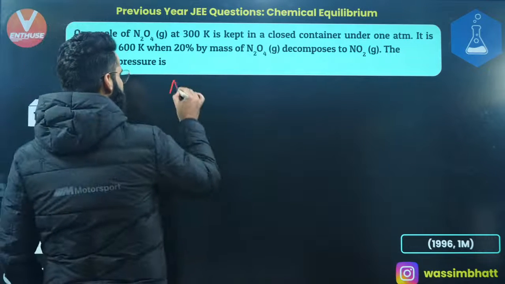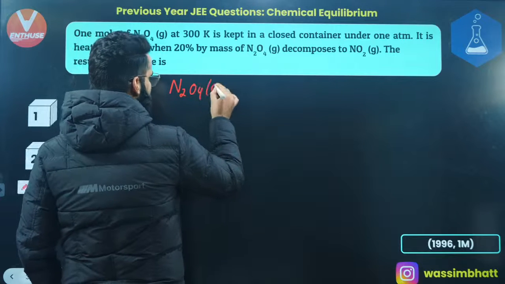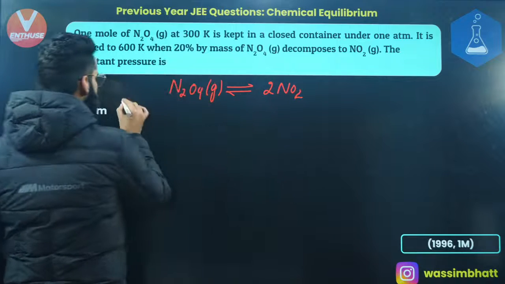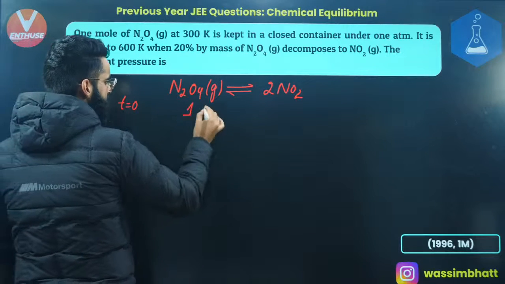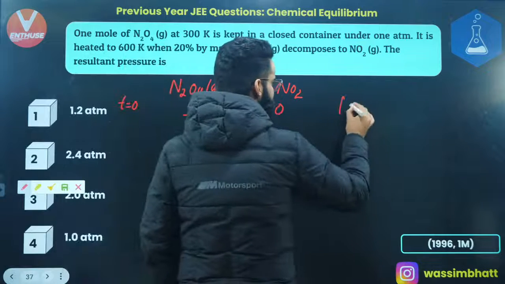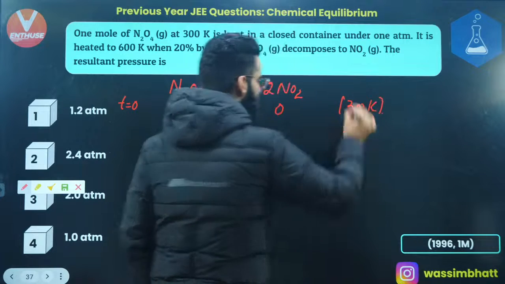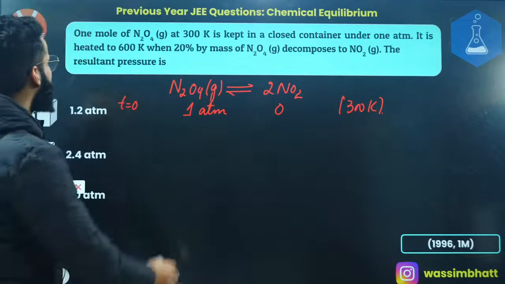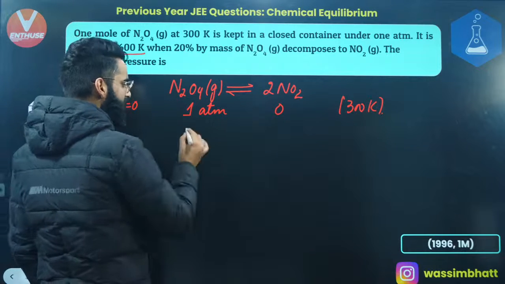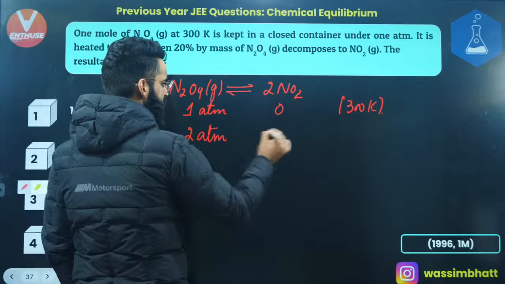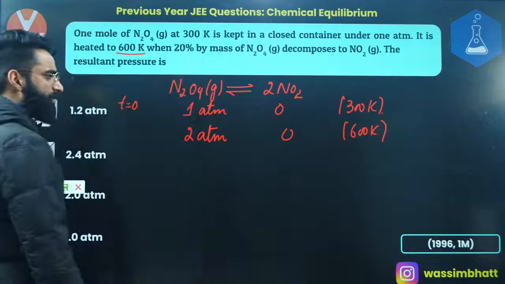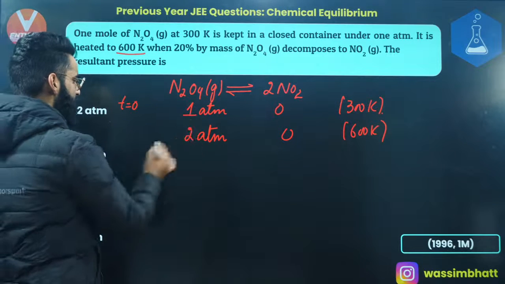So first of all, my reaction is N2O4 gas being decomposed to NO2. At time t equal to 0, the pressure of N2O4 was given as 1 atm, and NO2 is going to be 0. At time t equal to 0, the temperature was 300 Kelvin. The temperature is being doubled from 300 to 600, and if the temperature is doubled, the pressure will also be doubled. So it's going to be 2 atm at 600 Kelvin, and NO2 is 0.